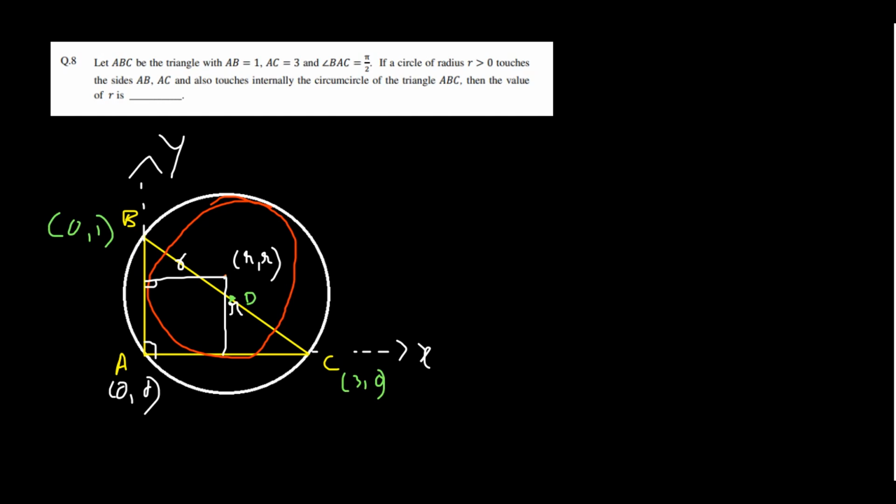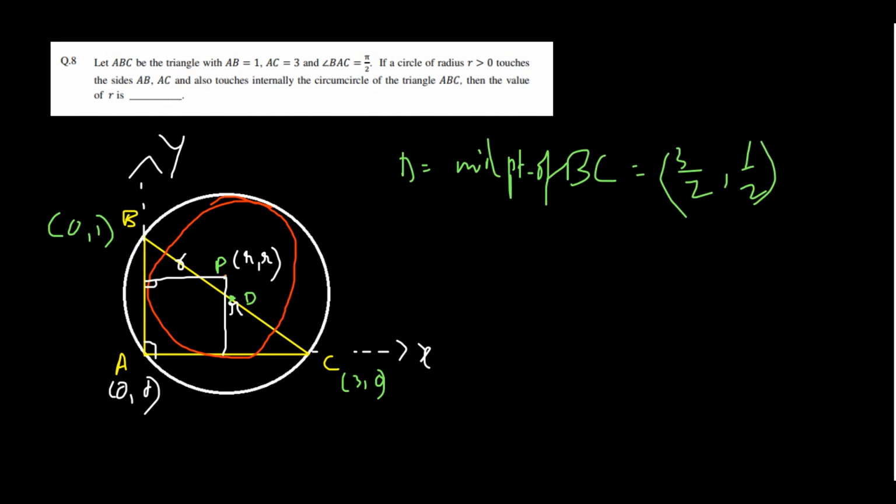Okay, so r of triangle ABC will be nothing but half of the hypotenuse. So what is the length of the hypotenuse of triangle ABC? It is just BC by 2, and BC is root over of AC square plus AB square, that is root over of 1 square plus 3 square, whole divided by 2, that you will get root 10 by 2.